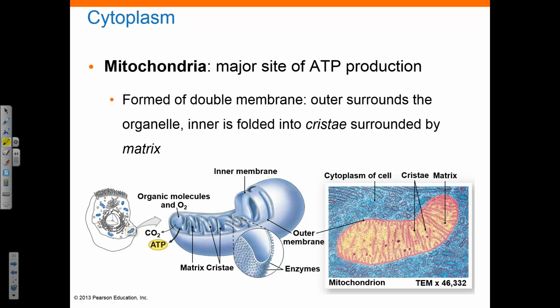A mitochondrion is formed of a double membrane. The outer membrane surrounds the organelle, and the inner membrane is folded into cristae that are surrounded by the matrix. Here the outer membrane and the inner membrane with its folds, the cristae, can be seen. The mitochondria utilizes aerobic metabolism or cellular respiration to produce ATP.